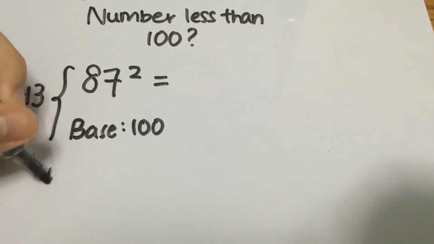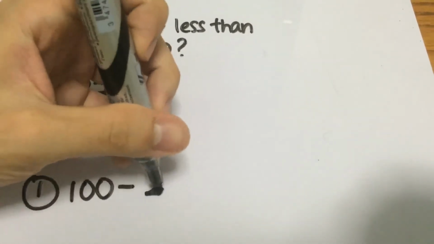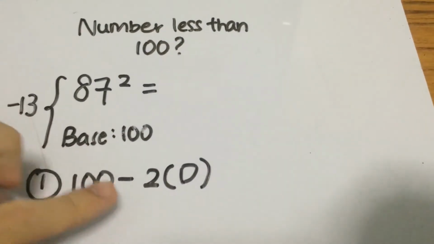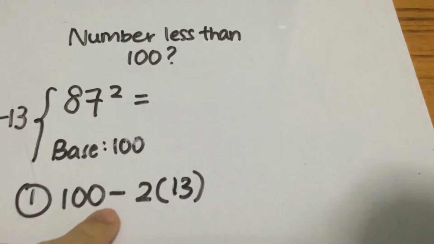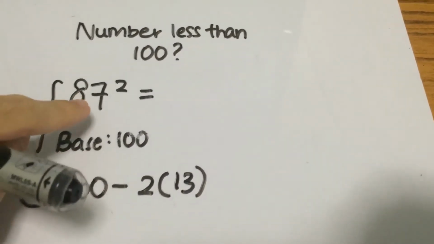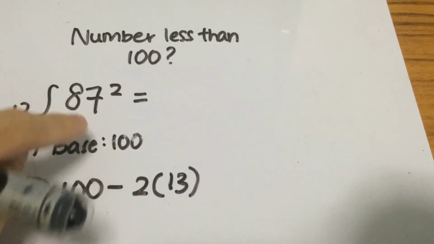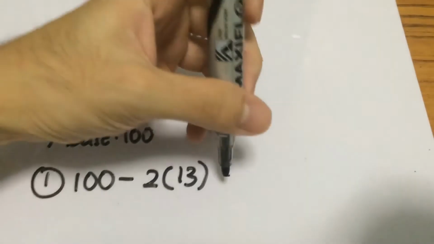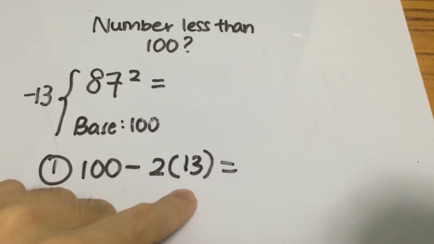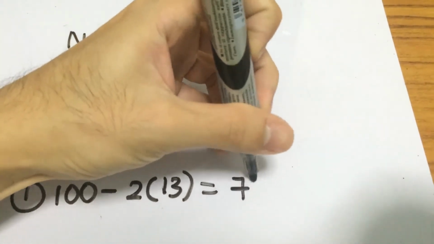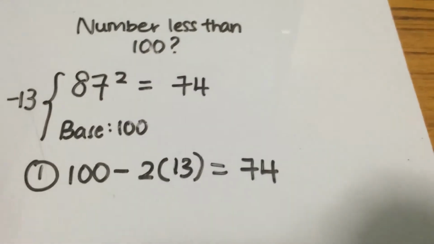The first thing we will do is take the base, which is 100, and subtract 2 times the difference, which in this case is 13. We subtract because this number is less than 100. If this number is more than 100, let's say for example 102, then we will add. So 100 minus 2 times 13 is 26, so 100 minus 26 is 74. This is the first 2 digits of my answer.